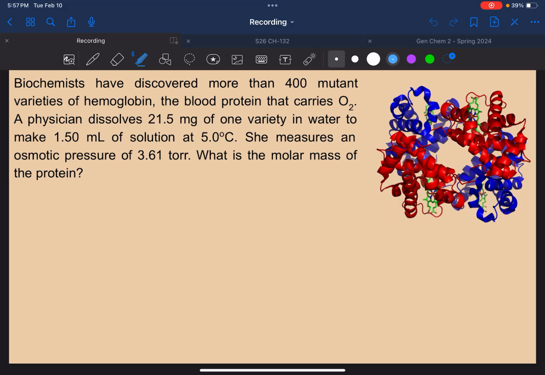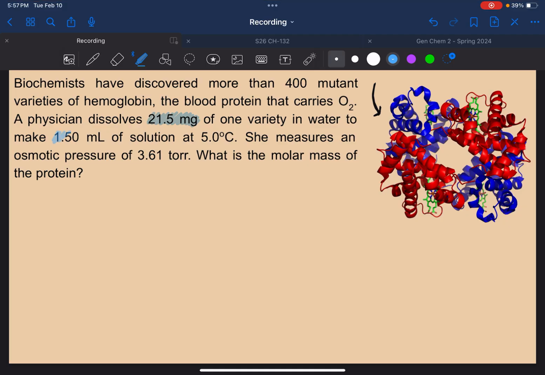So this problem starts with telling us that biochemists have discovered more than 400 varieties of hemoglobin, and hemoglobin is obviously important because it is the blood protein that allows you to carry oxygen. And I've put, just for flavor, a little rendering of hemoglobin here. So we have a physician. She's looking at a new variety of hemoglobin, and she dissolves 21.5 milligrams of that hemoglobin in water.